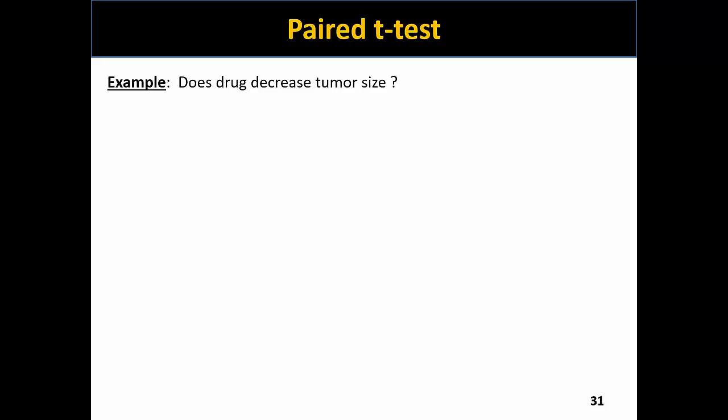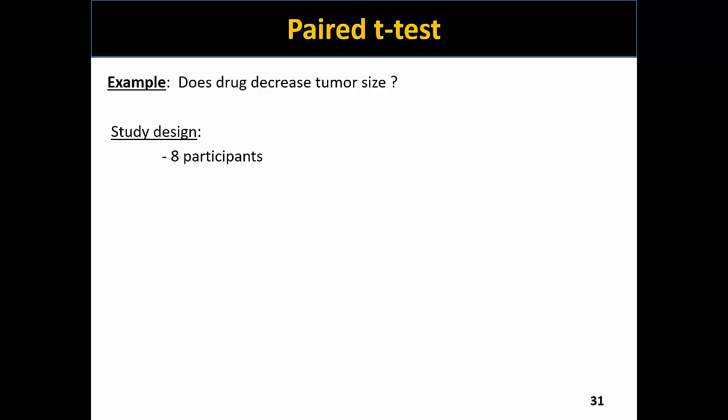The example here is we're going to ask the question of whether a particular drug, a new drug on the market, is effective at reducing tumor size. In this particular study design, it's important to understand that when we see the word decrease, this implies a direction. If the question had the word difference in it, and did not specify increase or decrease, then we would go with the non-directional approach.